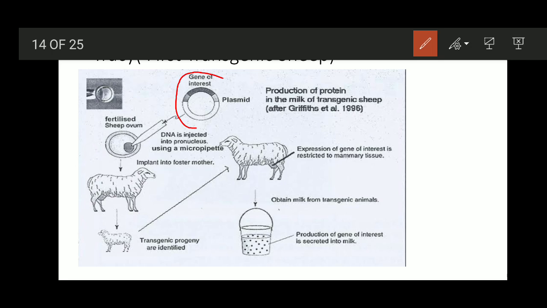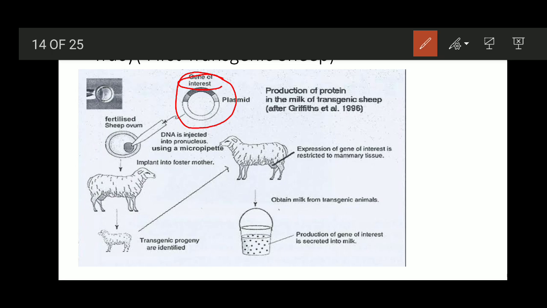First, the recombinant DNA is produced. The plasmid is taken, and in the plasmid the gene of interest is inserted. Here the gene of interest is the cDNA that is coding for human alpha-1 antitrypsin, and it is inserted in the plasmid.